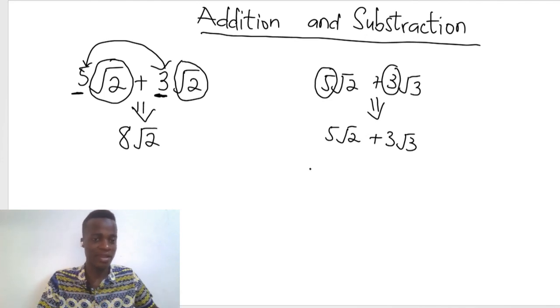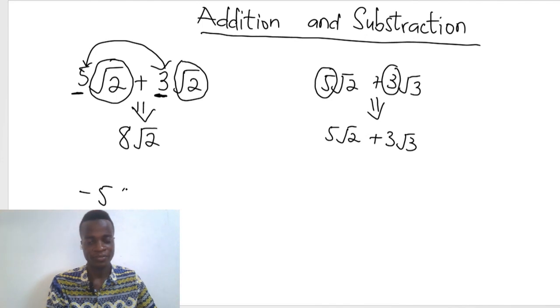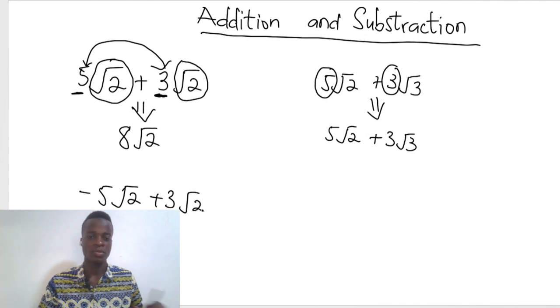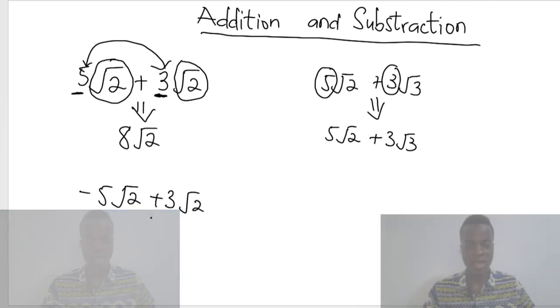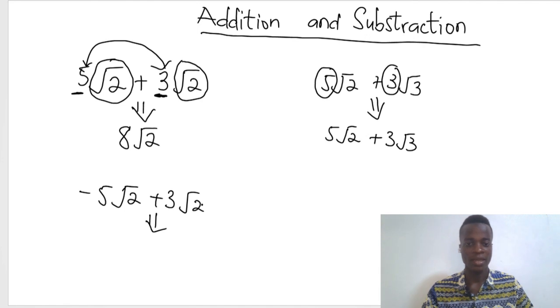I haven't done any subtraction, right? Let me just do one: negative 5 square root of 2 plus 3 root 2. Here what we are seeing is that the roots are the same for these two. Since their roots are the same, their outsides can interact among themselves. So over here, we have minus 5. Here we have 3.